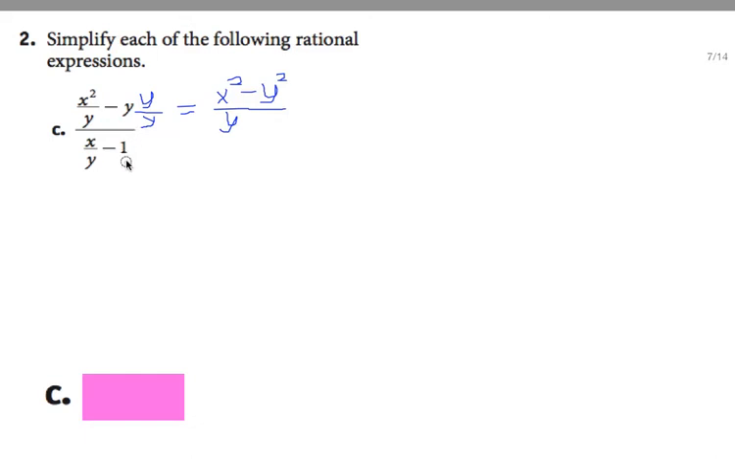Now the denominator, I have 1 here, and I need to have y over y. So I'm going to multiply the 1 by y, and I'm going to divide by y. So in the denominator, I'm going to have x minus y over y. Okay, so now you have fractions and fractions, and we have to do the whole keep, flip, change thing.